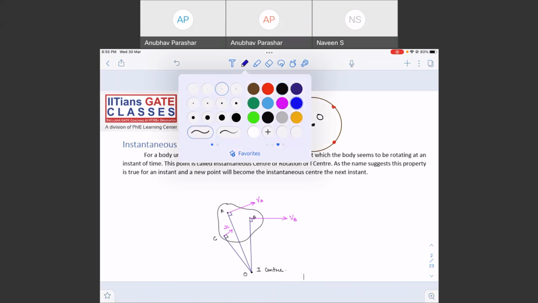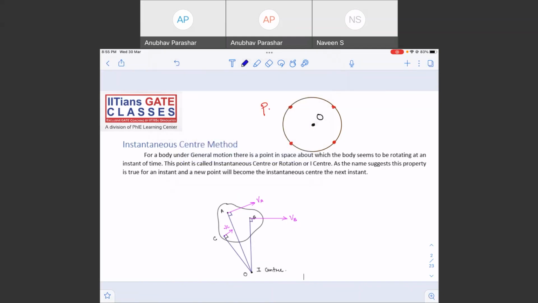Now, if you consider the velocity of the particle, if it is moving in, say, anti-clockwise direction, its velocity will always be perpendicular to the radius. In other words, if you draw a line joining the point and the center, that line will be perpendicular to the velocity, right? This is a very simple concept.